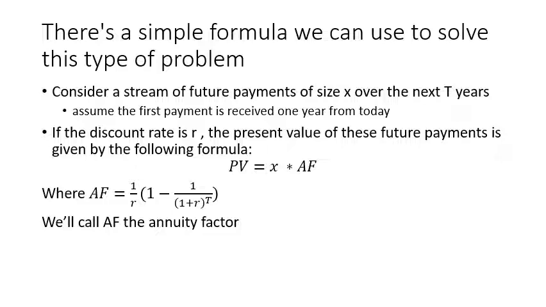There's a simple formula we can use to solve this type of problem. Let's consider a stream of future payments of size x over the next T years. Assume the first payment is received 1 year from today. That's simply a way to deal with the t, counting up in the stream of future payments. If the discount rate is lowercase r, the present value of these future payments is given by the following formula. Present value equals x times AF, where AF is equal to the formula on the screen, and it's called the annuity factor.